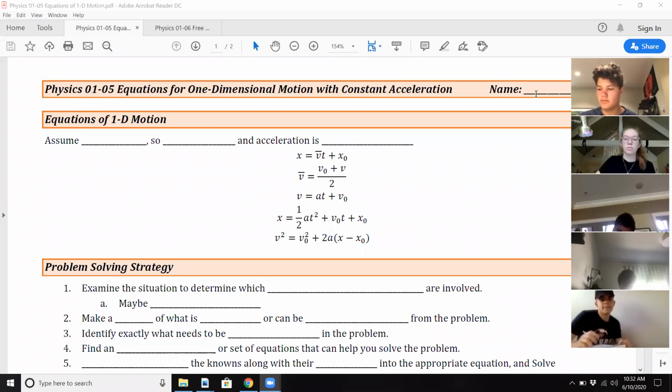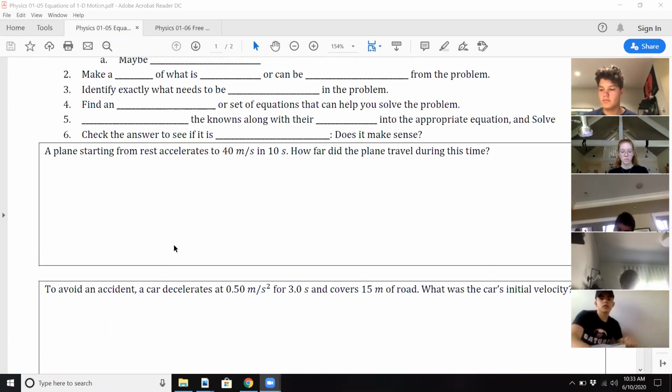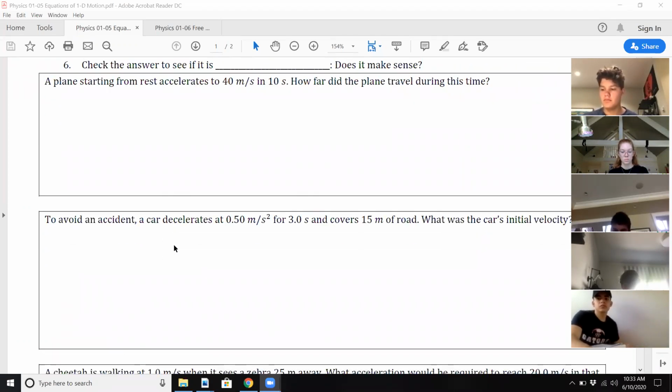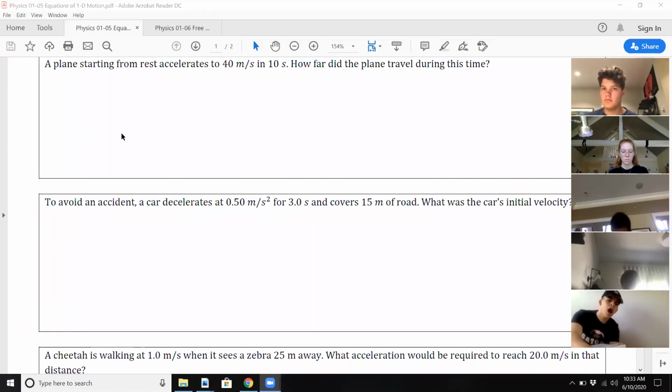Okay, so these are the main equations that we're working with. So let's talk about problem-solving strategy. We'll fill this out. Actually, before we do that, let's look at one of these problems. We'll fill that out later. Let's look at the example here.